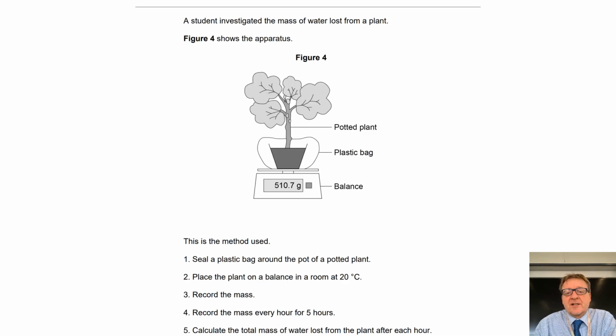A student investigated the mass of water lost from a plant. Figure 4 shows the apparatus. Okay, there's a plant, plastic bag around it, and there's the mass balance, and it says 510.7 grams. This is the method used. Seal a plastic bag around a pot of a potted plant. Place the plant on a balance in a room at 20 degrees C. Record the mass every 5 hours. Calculate the total mass of water lost from the plant after each hour.